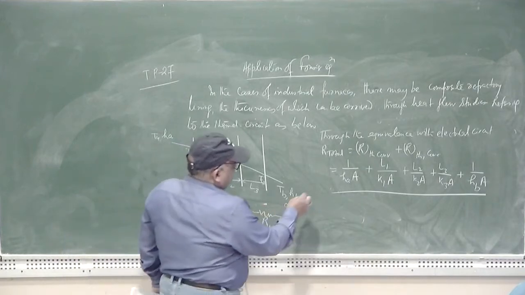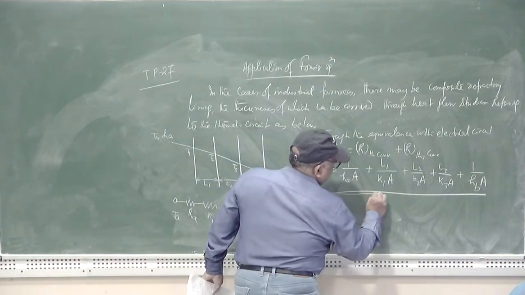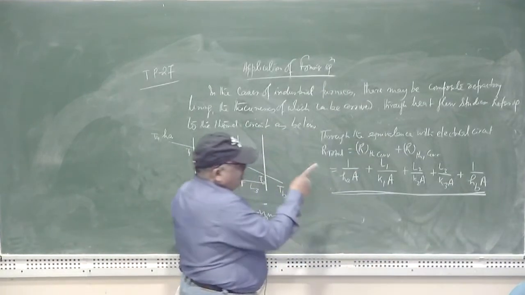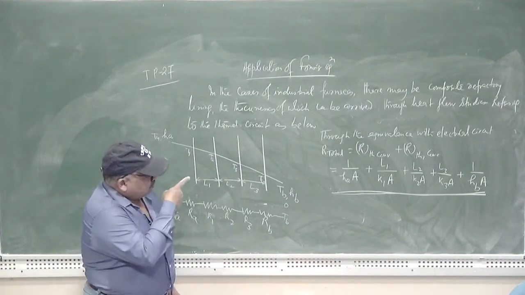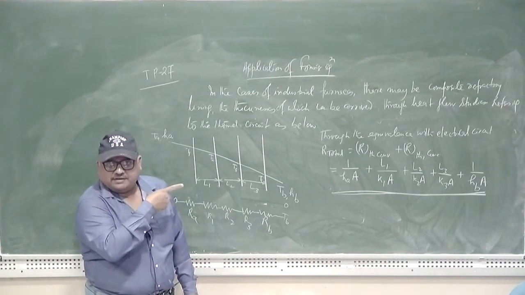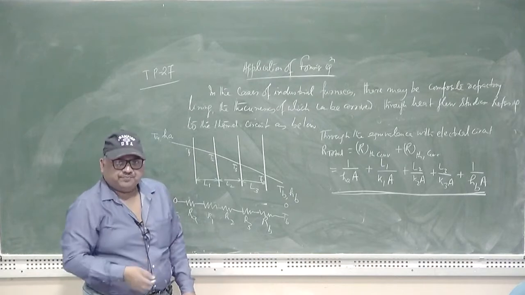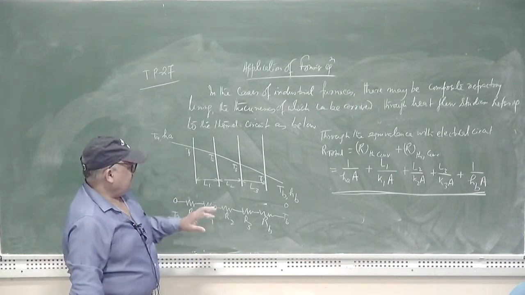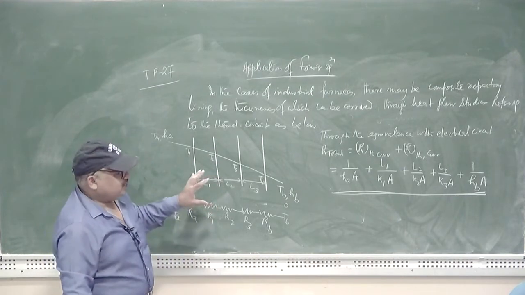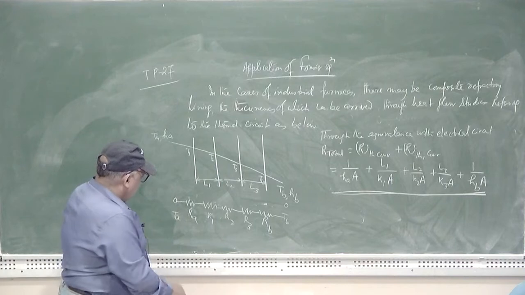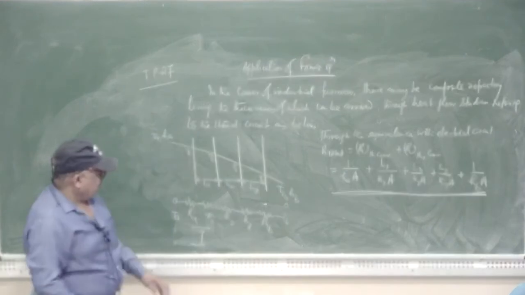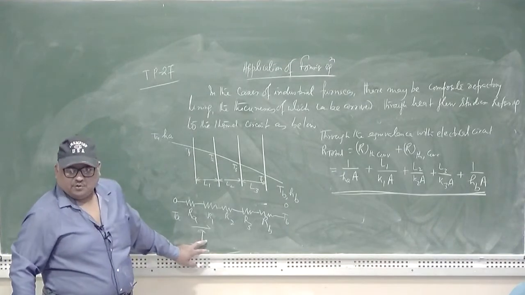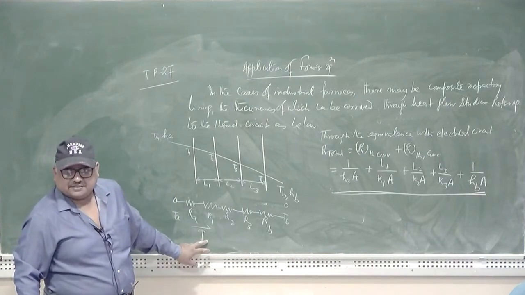So if you are knowing the total thermal resistance that you are calculating with respect to this formula, all the quantities on the shop floor will be available to you. So you can easily calculate R total, from where, using the electrical analogy, you can easily find out the value of Q, that is the heat flux in the present case.